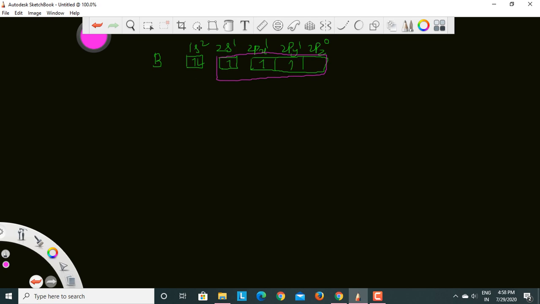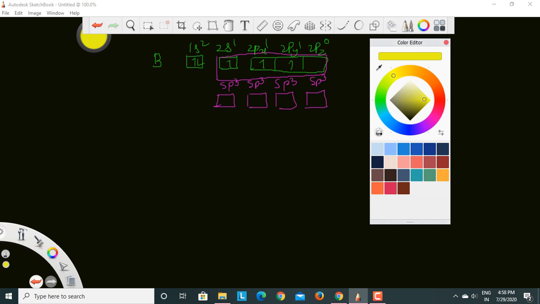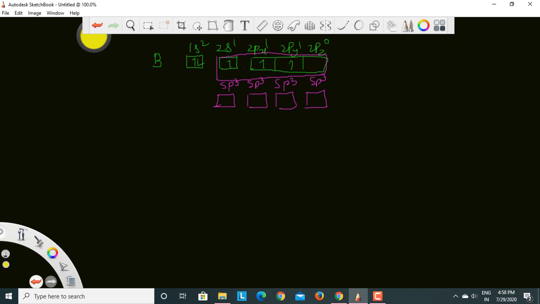So if all these s and px, py, pz intermix, then there will be sp3 hybridization. So sp3 hybridization means there will be sp3 hybrid orbitals according to valence bond theory, hybridization theory. So you will get four sp3 hybrid orbitals. But there will be only 3 electrons and 4 hybrid orbitals. So how to distribute these electrons? We can distribute these electrons like this, like this, like this, and one is vacant. So this is the status of boron, hybridization of boron.